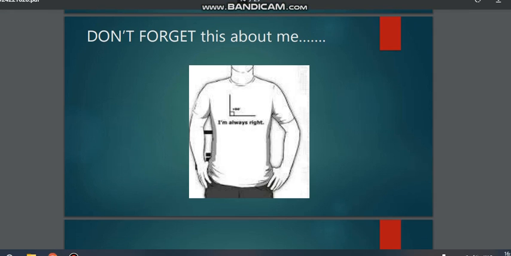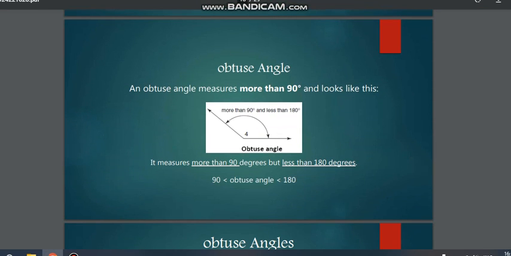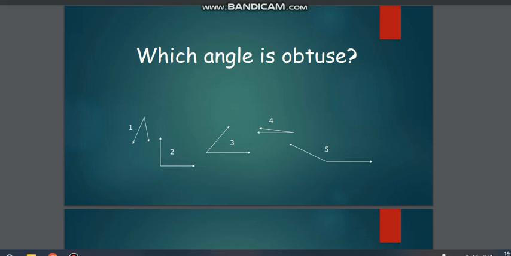Here we can see a little meme about angles. Next is the obtuse angle. An angle that measures between 90 and 180 degrees is called an obtuse angle. The angles on the left are all obtuse angles. They may be simple things that we use in real life, like a watch, or our legs when we make different positions in sports. Which angle is obtuse?